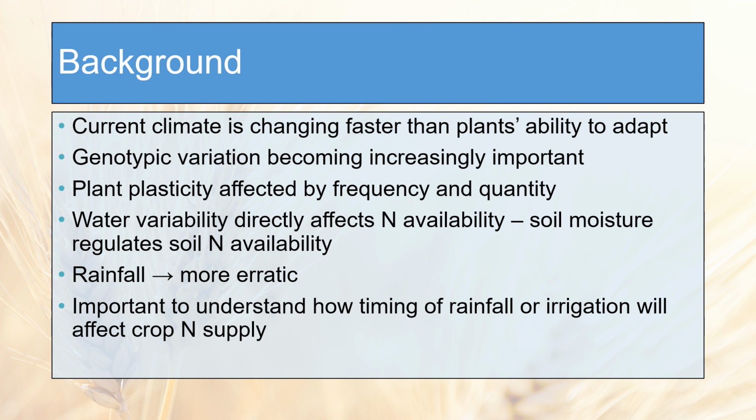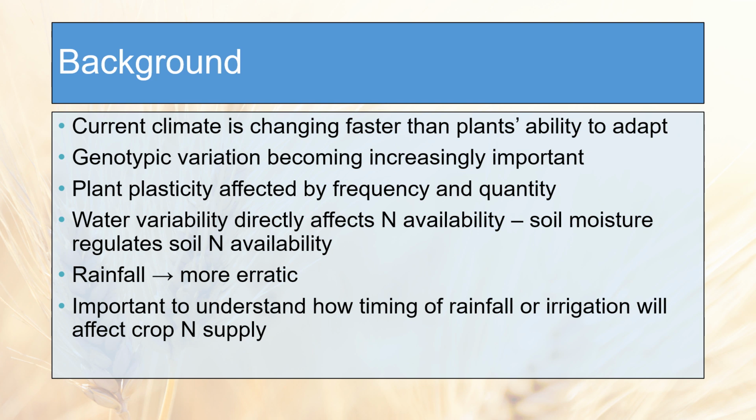So we know that water variability directly affects nitrogen availability. In essence, water in the soil is going to affect how the nitrogen cycle works, and so is going to affect the conversion of your nitrogen fertilizers into forms that plants can uptake, namely ammonium and nitrate.